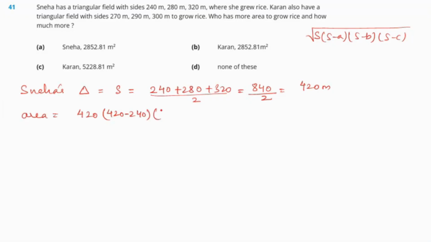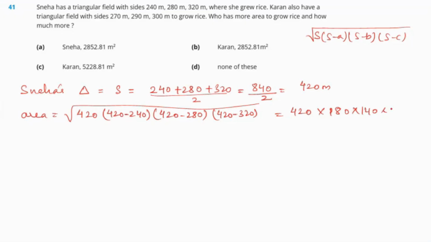Okay, then 420 minus 280, and then 420 minus 320. Okay, and the entire root. So here we are going to get 420 times 180 times 140 times 100. Okay, an entire root of that.